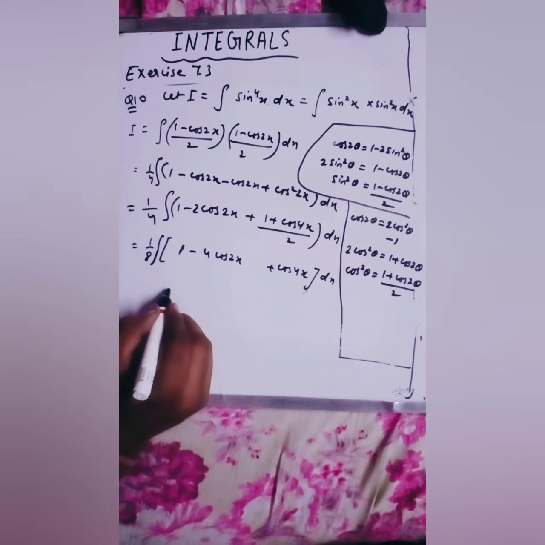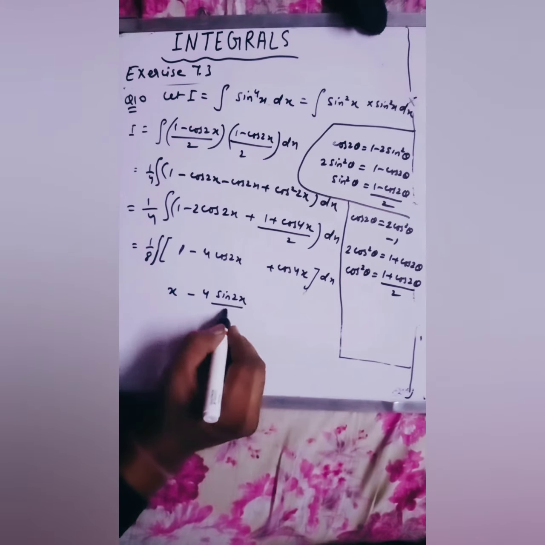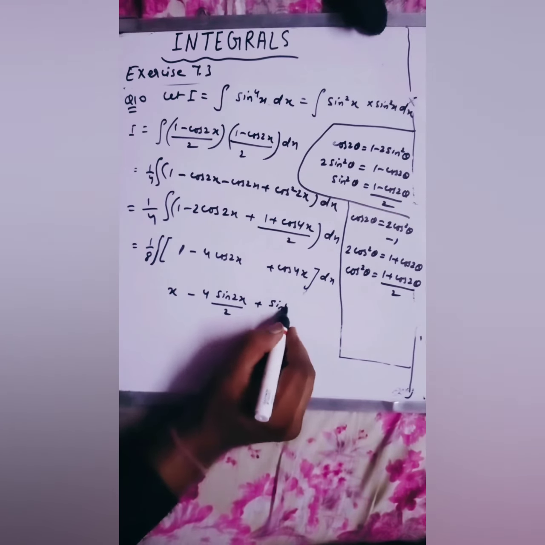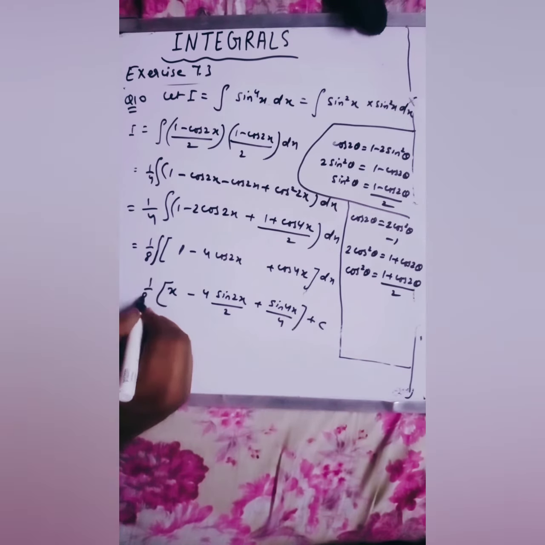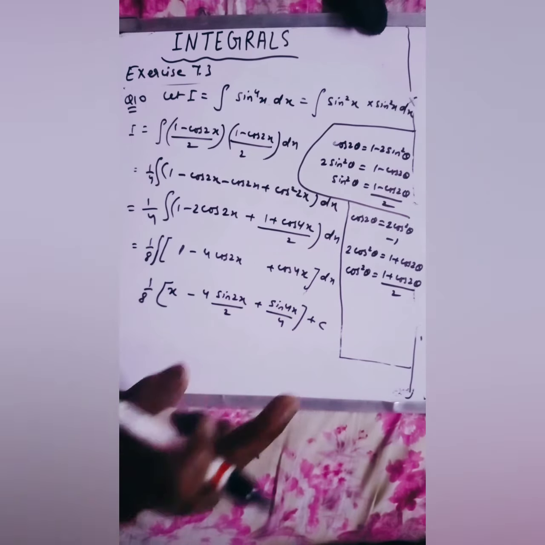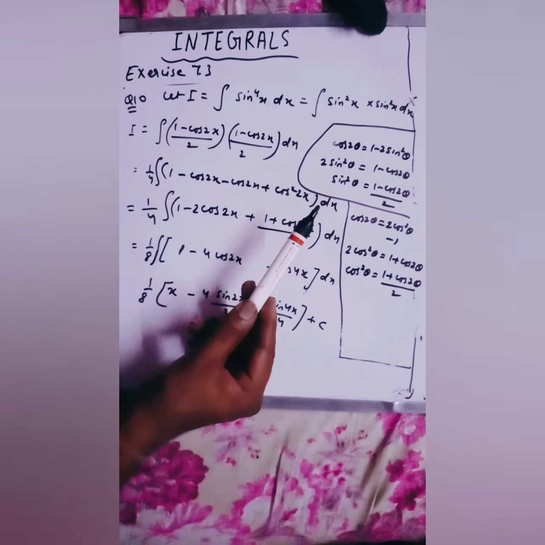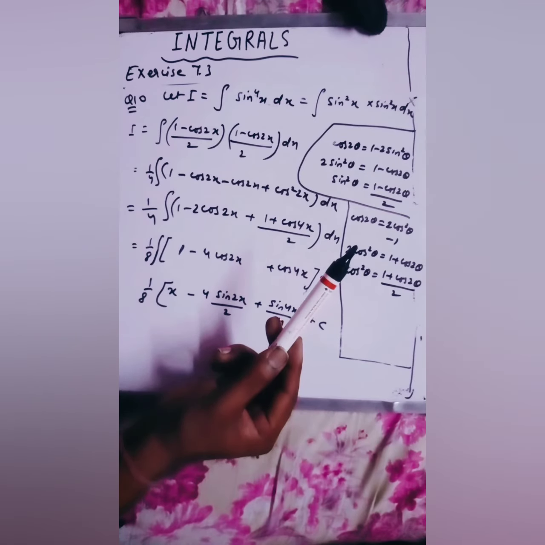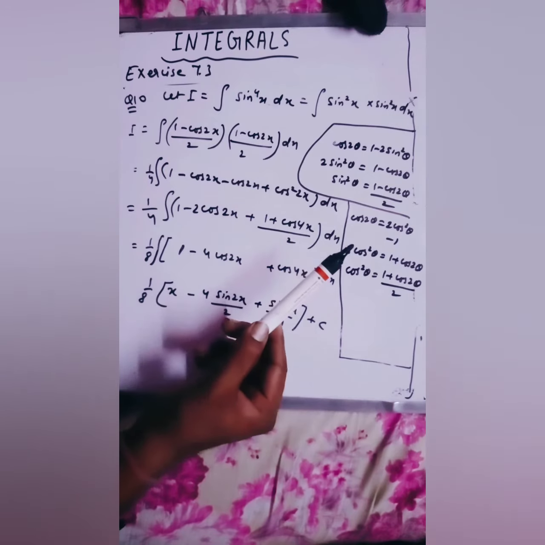So integration of 1 would be x, minus 4, it would be sine 2x over 2, plus sine 4x over 4, plus c. So this is your final answer of question number 10. Please remember that the formula which I am writing in each question, the general formula, please learn all of them. If you learn them, then you are able to solve this kind of question in your examination. Otherwise it will not be possible.